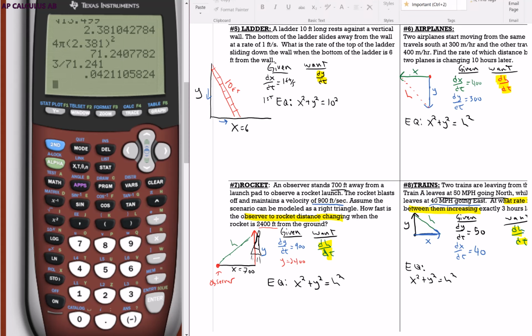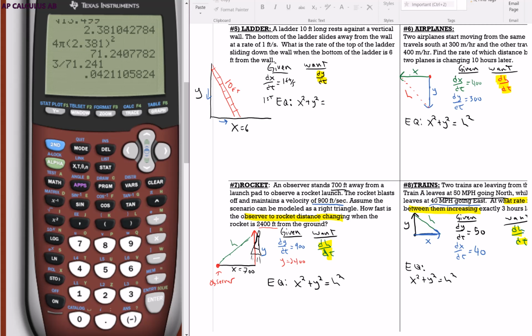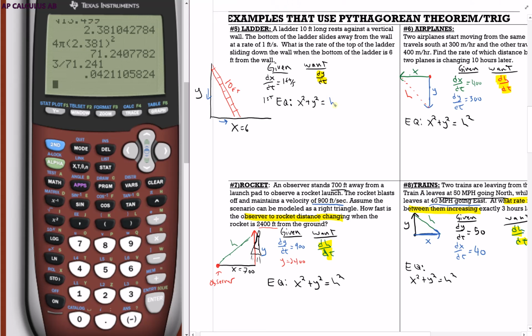But let's think about this real quick. If I didn't know that, if I'm not confident that it's constant, then I would leave this as h squared. Let's do that for a second to see how it turns out. Because I want dy dt, I need to take the derivative. The derivative with respect to t of x squared is 2x dx dt. The derivative of y squared is 2y dy dt. And the derivative of h squared is 2h dh dt.